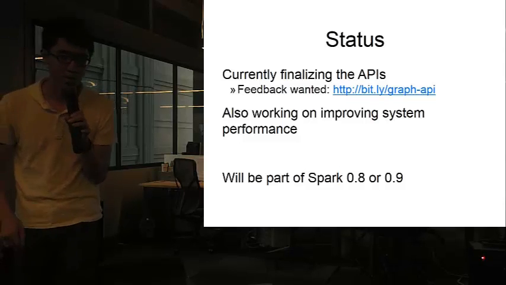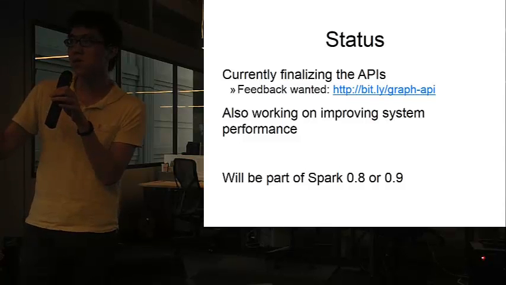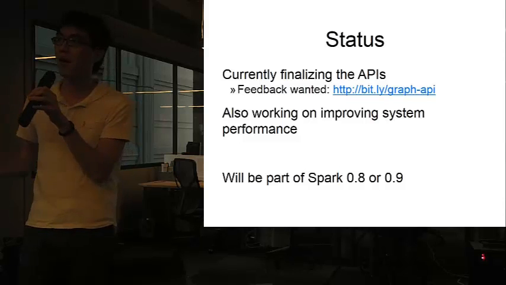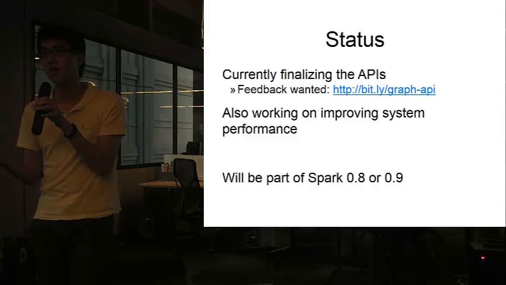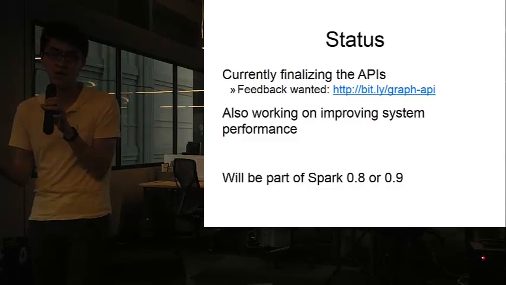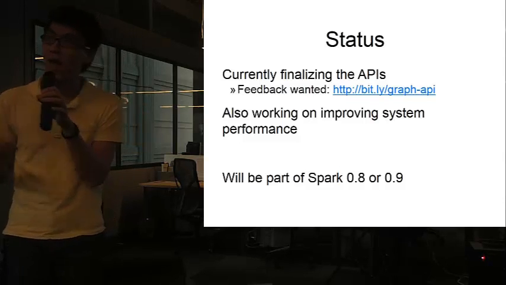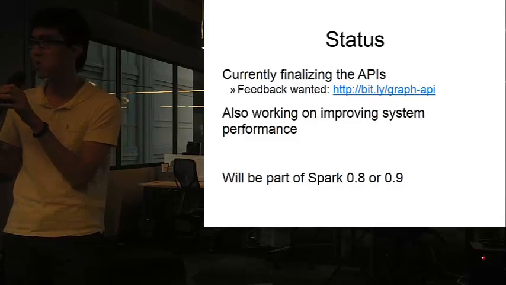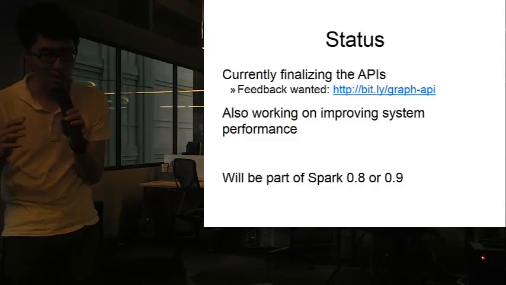bit.ly/graph-API. And it links to a GitHub, basically the source code of the graphs.scala file. And we are looking for feedback on improving the API itself, because I think it's very important to get it right. So once we release it, it's hard to change. And we are still actively working on improving the performance of the system. It will be part of either Spark 0.8 or 0.9.